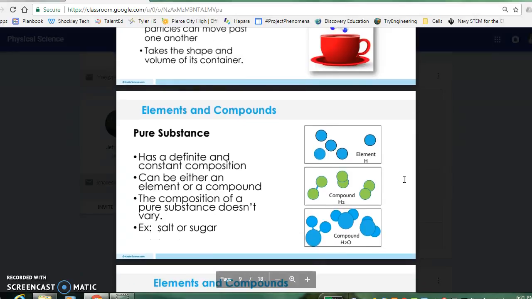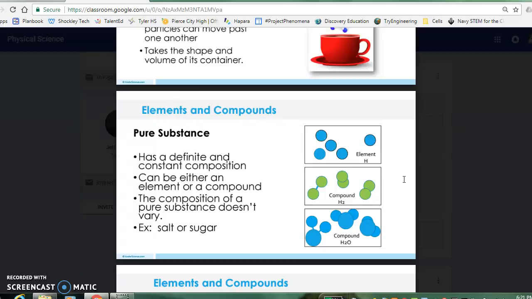So earlier I said matter can be categorized into 2 classifications, pure substance or mixture. A pure substance is something that has a definite and a constant composition. It's not going to change. It's either going to be an element or a compound. Some examples would be salt or sugar. Salt and sugar are both examples of compounds. Elements would be any of the things that you see on the periodic table of elements, which we'll talk more about here in a second.